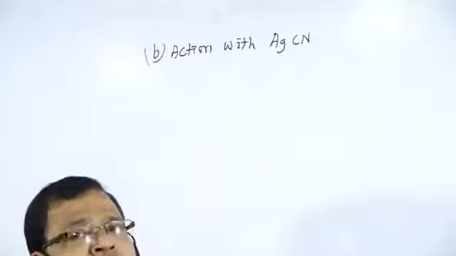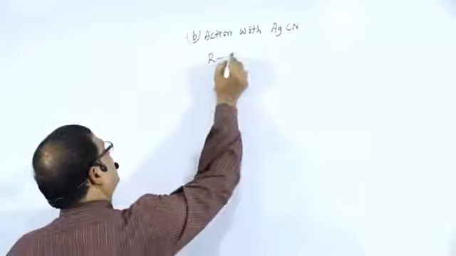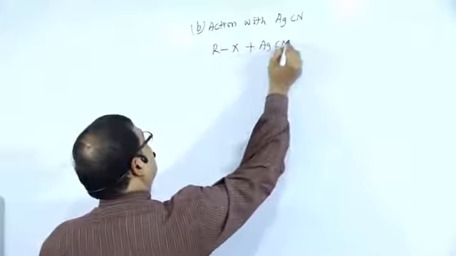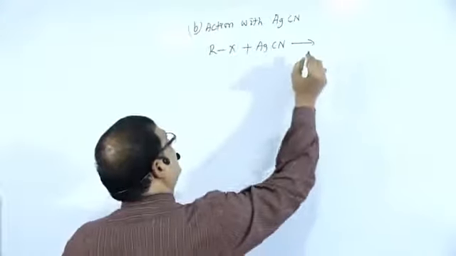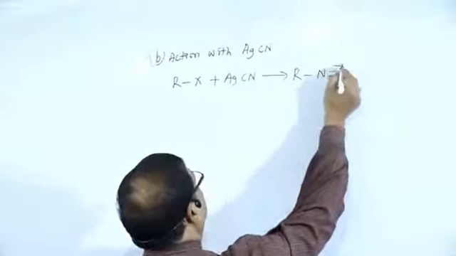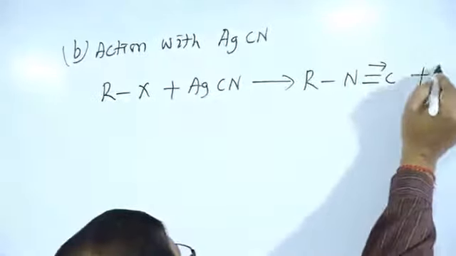This is the action with silver cyanide, AgCN. So alkyl halide RX is treated with AgCN, Ag plus CN minus, but in this case there is the formation of R-N double bond C, dative bond. There is the formation of alkyl isocyanide plus AgX.